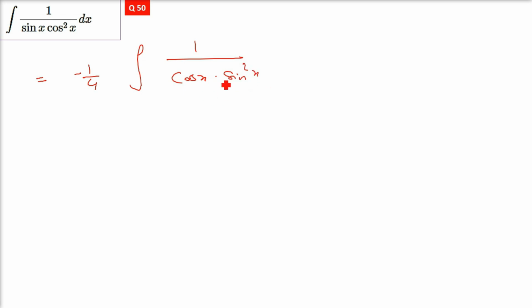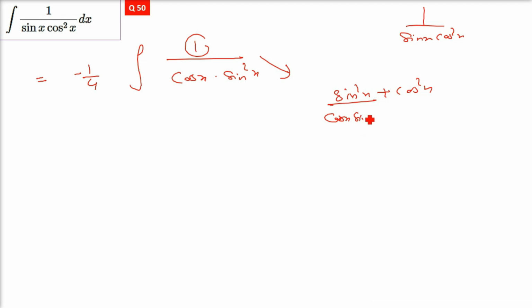Now what is the similarity? See, in this question number 50 we are solving, we had 1 by cos 3x minus cos x, remember? So now I'm just trying to equate it. So in place of 1, write sin square x plus cos square x, and cos x into sin square x is already in the denominator. So this will give you some cancellation.